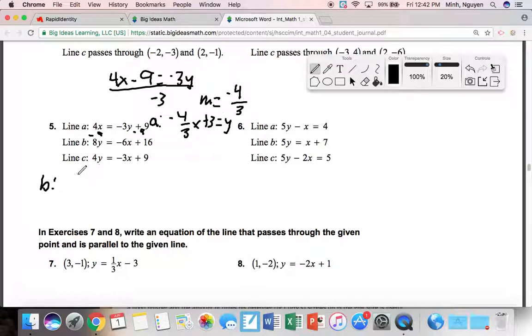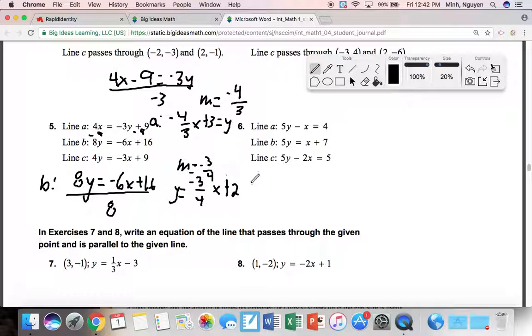For B, you gotta divide by 8. So I'll divide everything by 8. I'll say y equals negative 6 over 8. I can divide both those numbers by 2. So I'll say negative 3 over 4 x plus 2. M in this problem is negative 3 over 4. So those are not the same. Let's see if C is the same as either of those. I'm just going to divide everything by 4. So C is right here. Y is equal to negative 3 divided by 4 x plus 9 over 4.